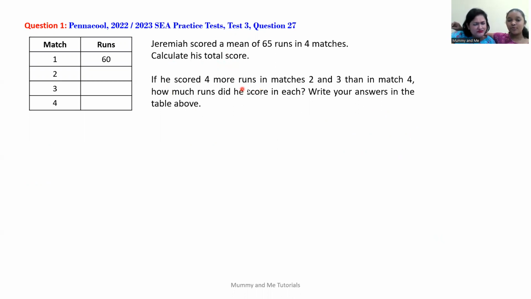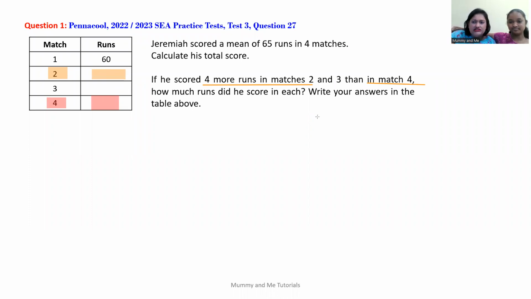If he scored 4 more runs in matches 2 and 3 than in match 4, how many runs did he score in each? Write your answers in the table above. So they're telling us that he played match 4 and he scored a certain number of runs. And they're also telling us that he scored 4 more runs in match 2 than in match 4. So it's some amount here plus 4.